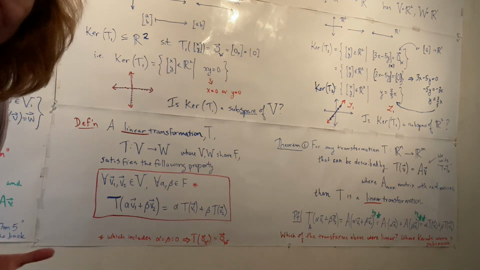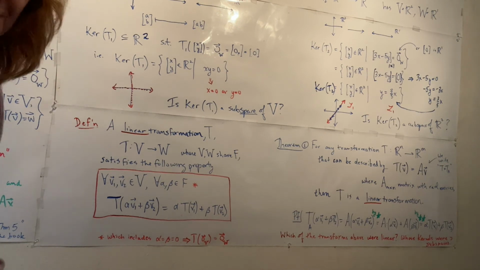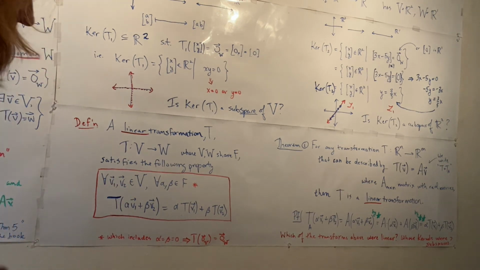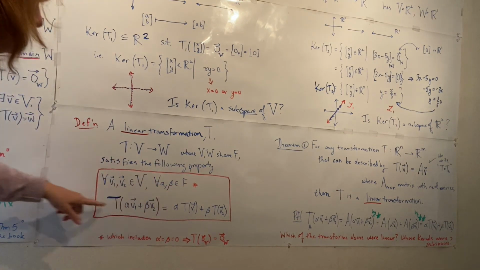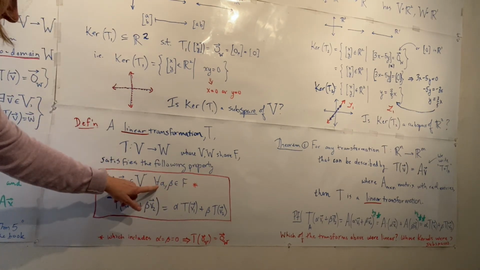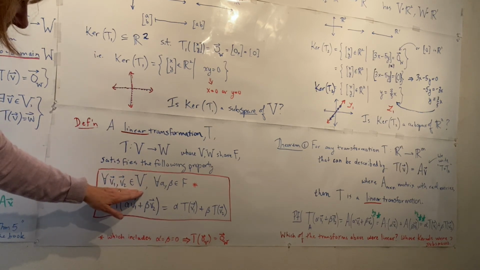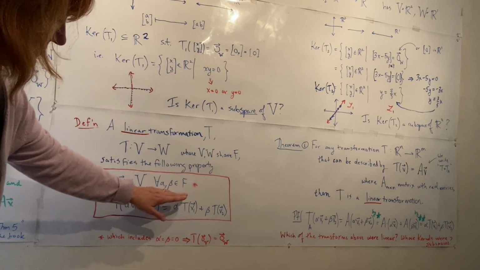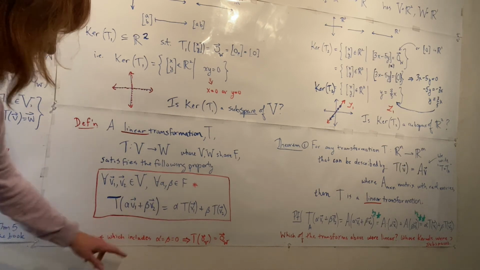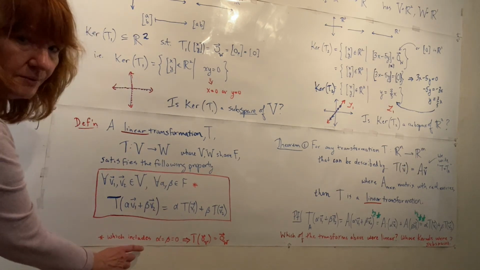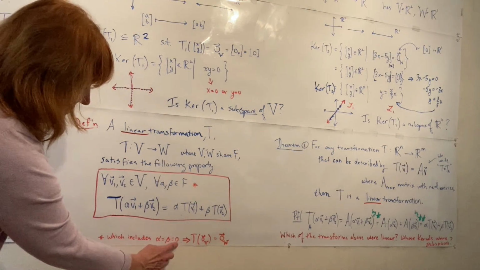Remember, linear combination is one of those words whose definition you need to have down solid, because we're going to use it a lot. I'd like to point out that in this definition of a linear transformation, when I say for arbitrary vectors in the domain space and arbitrary scalars in the field, that arbitrariness includes when the alpha and the beta are equal to the 0 in the field.